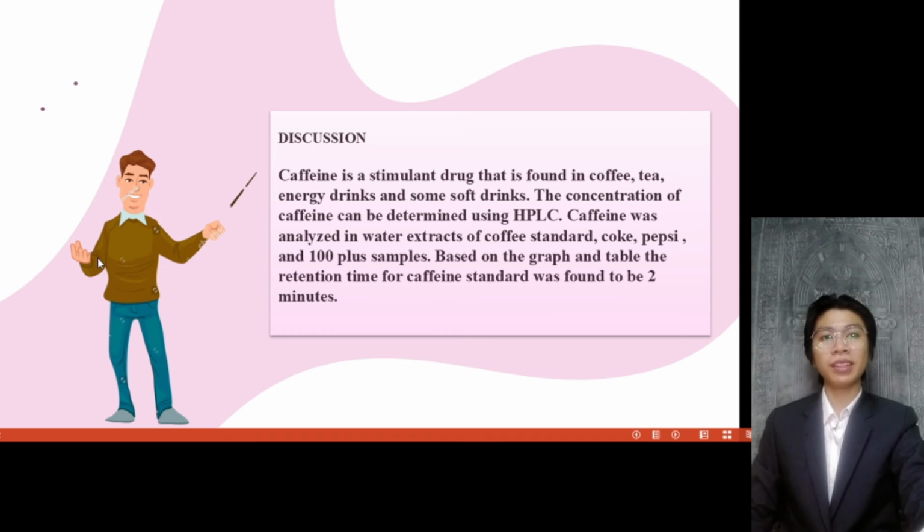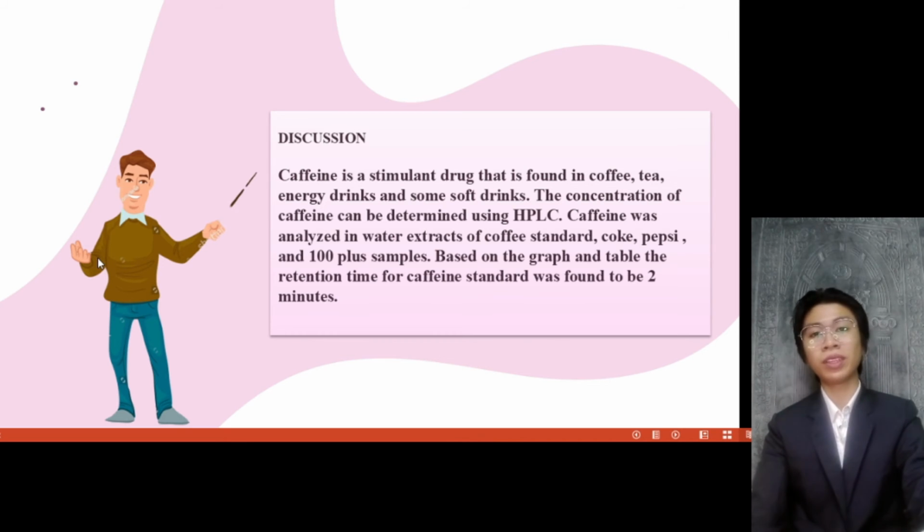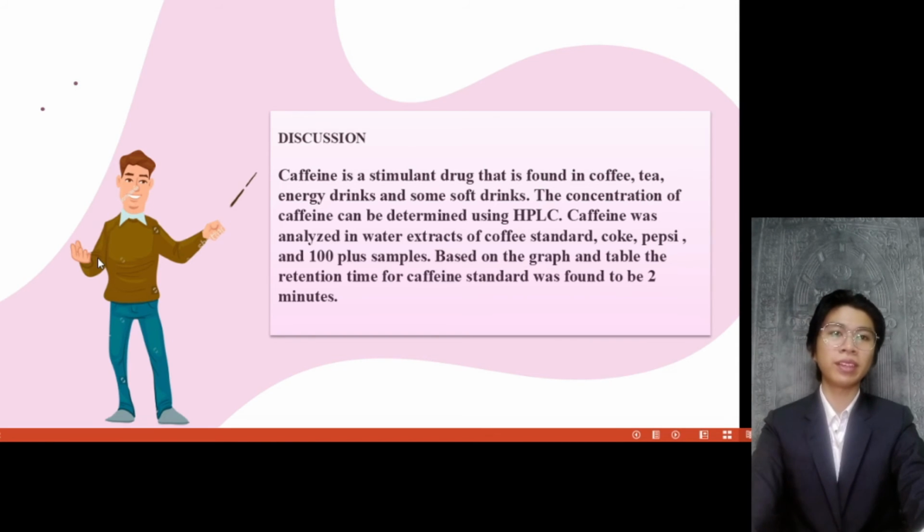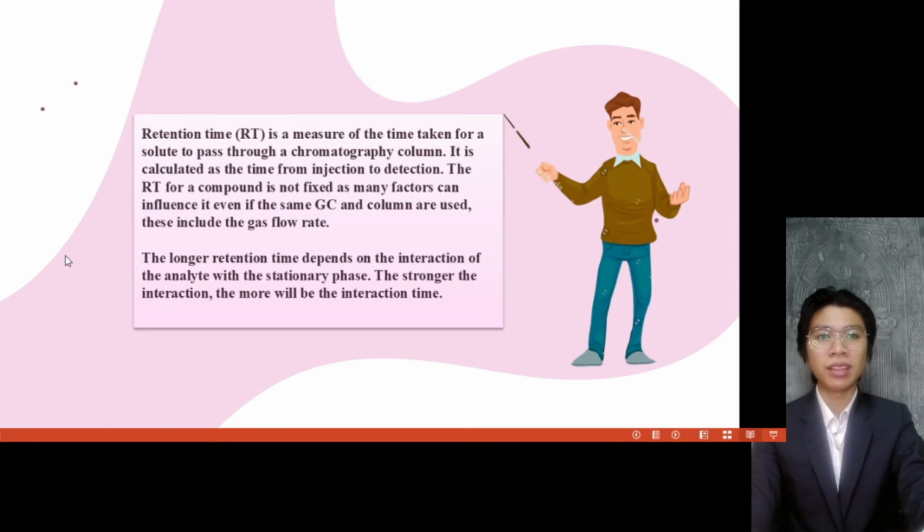Discussion. Caffeine is a stimulant drug that is found in coffee, tea, energy drinks, and some other soft drinks. The concentration of caffeine can be determined using HPLC. Now, caffeine was analyzed in water extract of coffee standard, Coke, Pepsi, and 100 Plus samples. Based on the graph and the table, the retention time for caffeine standard was found to be 2 minutes or 96 seconds. The retention time is a measure of the time taken for a solute to pass through a chromatography column. It is calculated as the time from injection to detection.